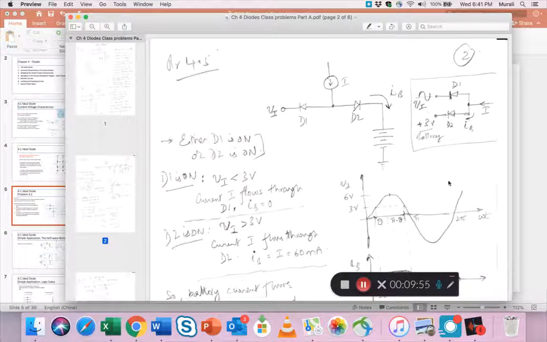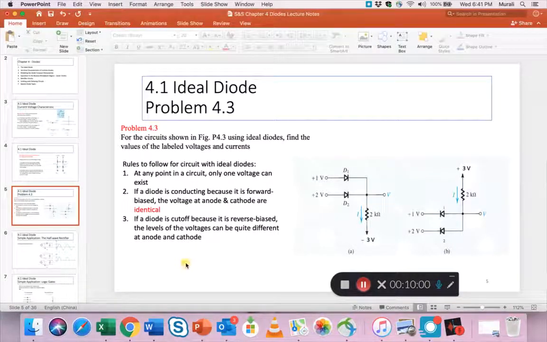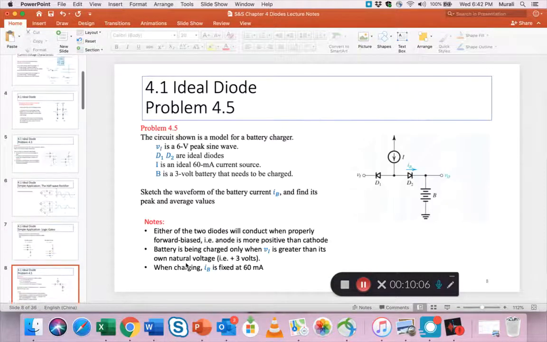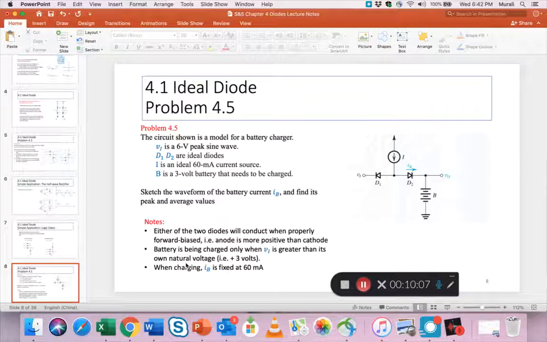And actually the next problem is also similar, but let me go back to my PowerPoint and see what else I have. So that we did 4.3, then we looked at some rectifier applications, the logic gates, and here we are with problem 4.5, also from the back of the chapter, and it has a slight rectification battery charging situation, so let's read about it.